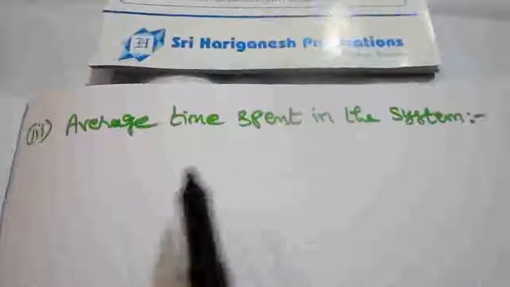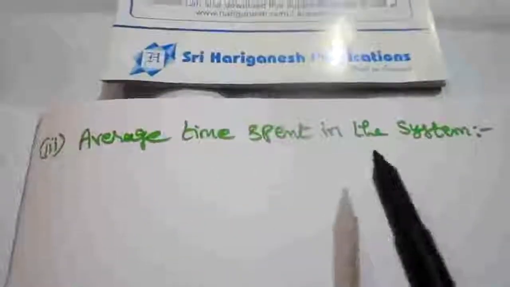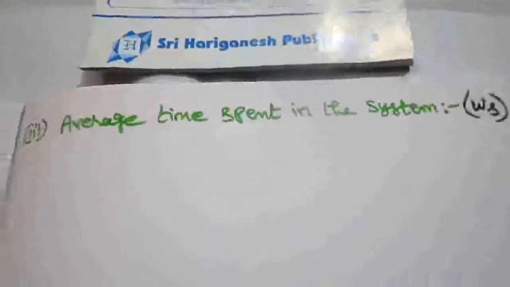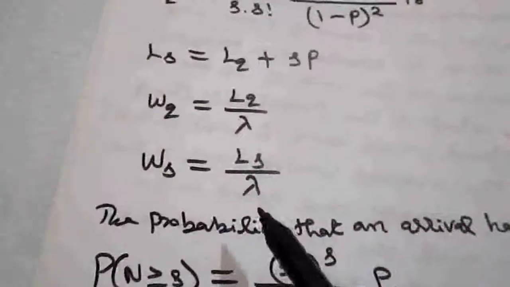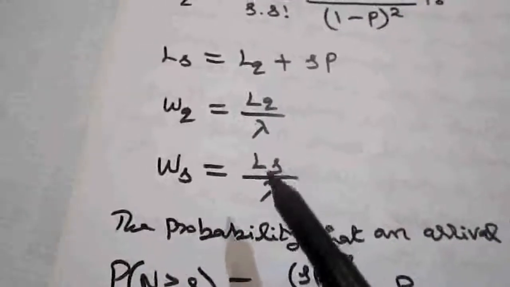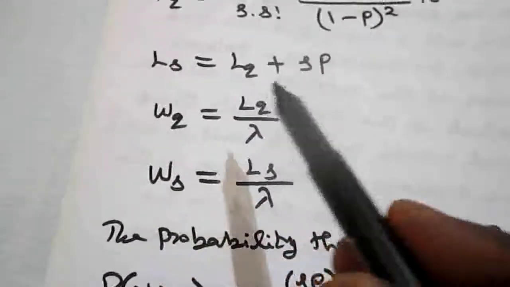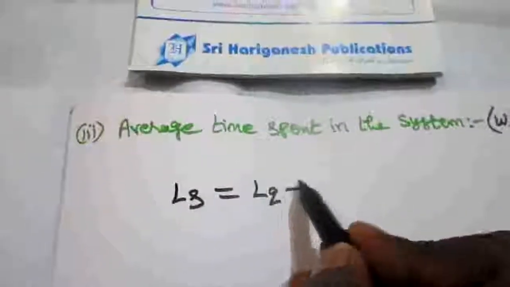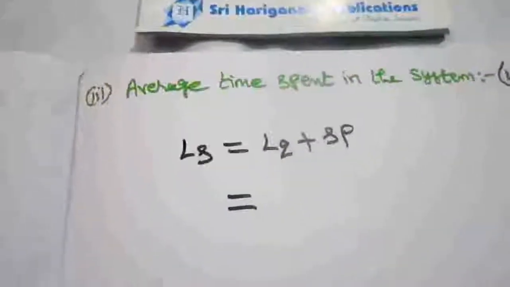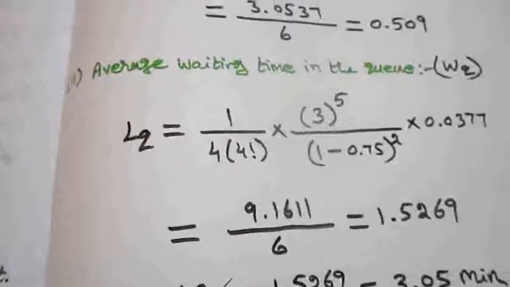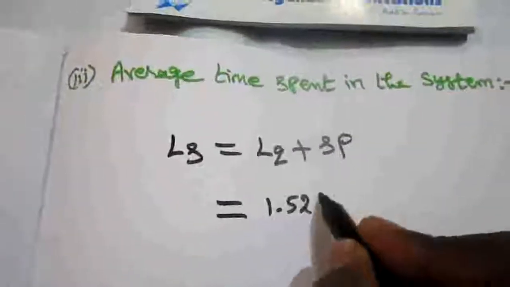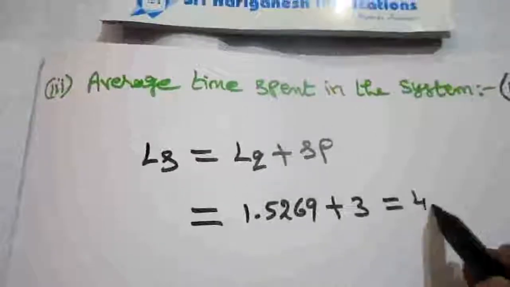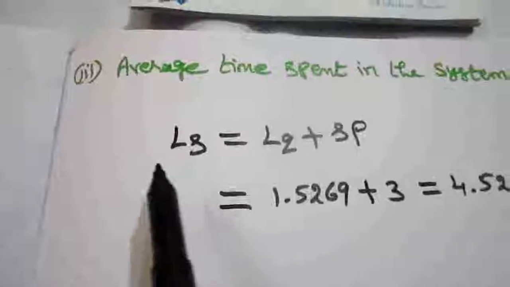So next we want to find out customer waiting time in the system. That means average time customer spends in the system. So this is the W, waiting time of the customer in the system. So WS, we want to find out WS. The formula for WS is LS by lambda. But LS we want to calculate by using the formula. LS is LQ plus S rho. So first I am going to find LS. LQ already we found. LQ value is 1.5269 plus S rho. S rho already we found, it is 3. So adding these two, you will be getting 4.5269. So this is the value for LS.